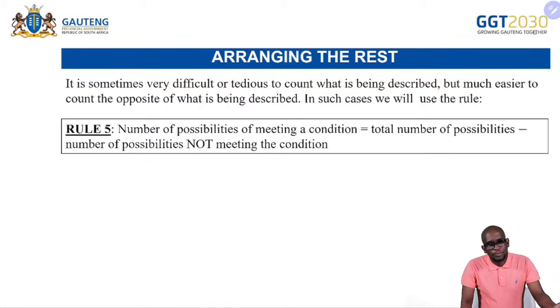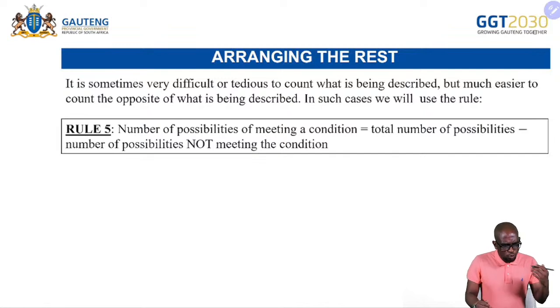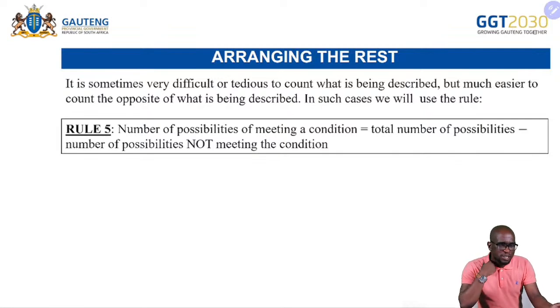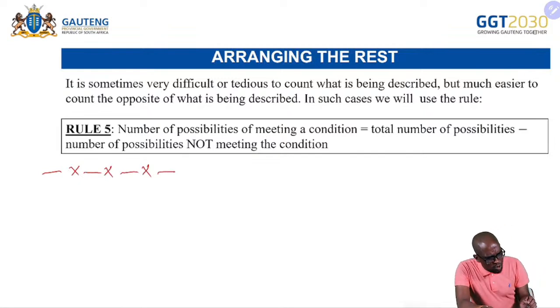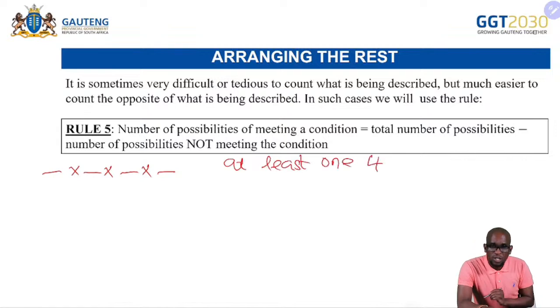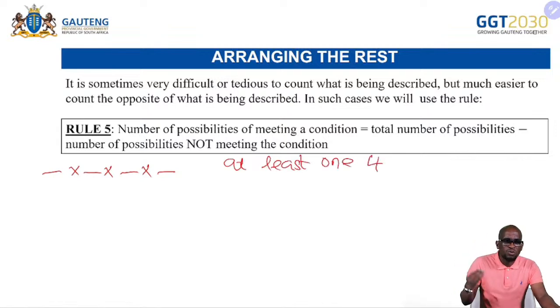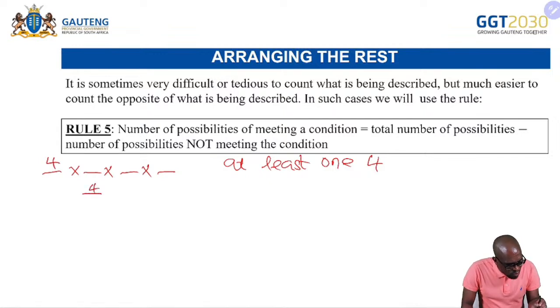I'll give you an example. Let's say that we want to use at least 1 4. We have a 4-digit number. And the condition says at least 1 4. So the code must contain at least 1 4, which means that you can have a code that has 4 here, or a 4 here, or a 4 there, or a 4 there.